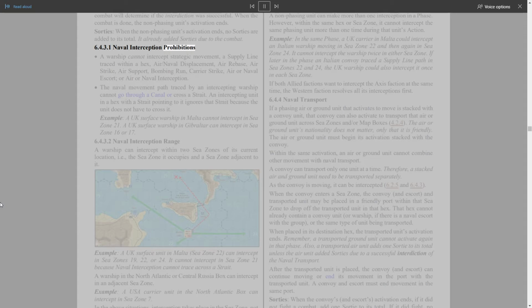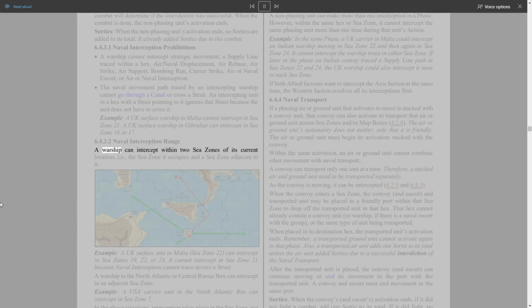6.4.3.1 Naval Interception Prohibitions. A warship cannot intercept strategic movement, a supply line traced within a hex, air naval displacement, air rebase, air strike, air support, bombing run, carrier strike, air or naval escort, or air or naval interception. The naval movement path traced by an intercepting warship cannot go through a canal or cross a strait. An intercepting unit in a hex with a strait pointing to it ignores that strait because the unit does not have to cross it. Example: a UK surface warship in Malta cannot intercept in Sea Zone 21. A UK surface warship in Gibraltar can intercept in Sea Zone 16 or 17.